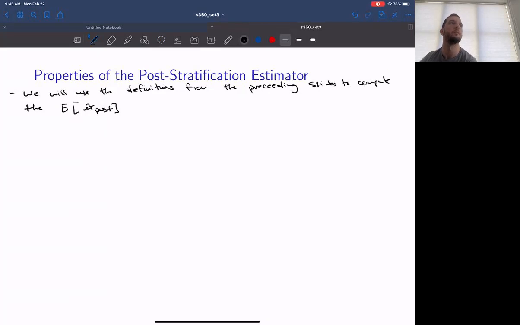Okay. So again, we're really just focused on doing two things here. Finding the expected value of mu tilde post, which I think most of us will probably realize is going to be mu because it usually works out to be unbiased. And then we are going to find the variance of mu tilde post. And then once we have the variance, we can use that to bound our estimate, which we defined on the previous slide.